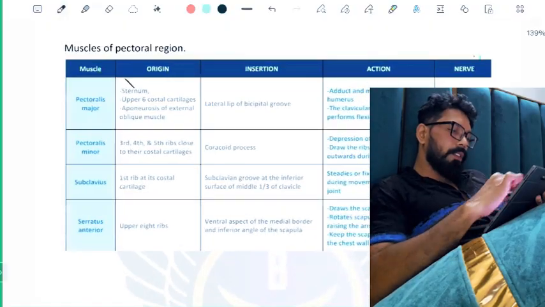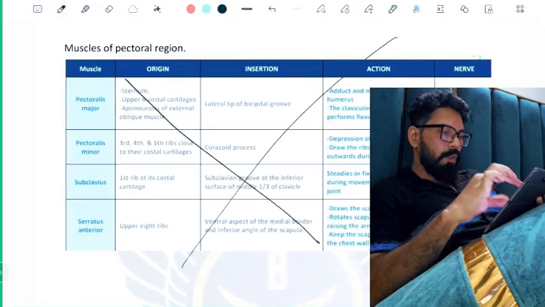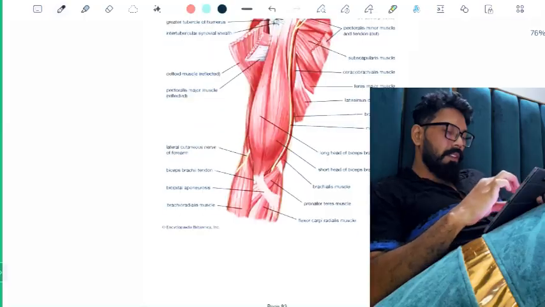Then muscles of the pectoral region, not important at all. You can give a reading if you want. Other than that, not needed at all.